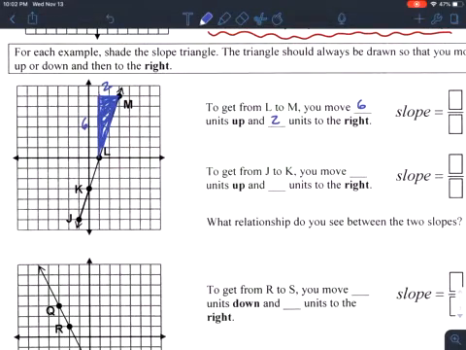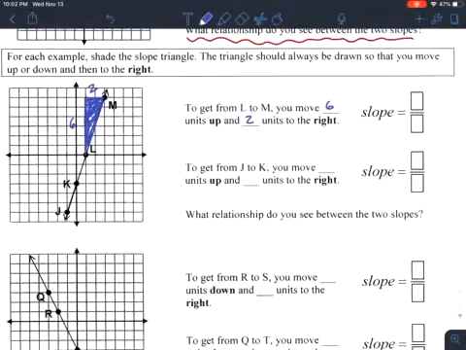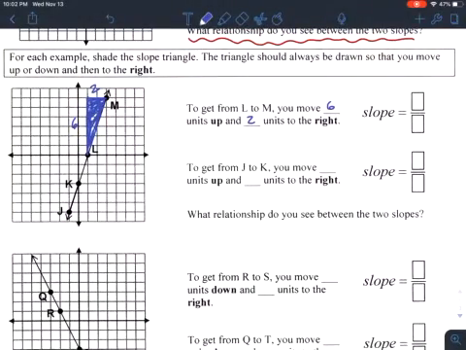Again, this has an overall positive shape because as I move my eyes left to right, it is going up. That is the kind of slope you want your bank account to have because you'll have more money than you started with. So 6 units up, 2 units to the right. You can go ahead and reduce that if you want. 6 over 2 simplifies to 3 over 1.